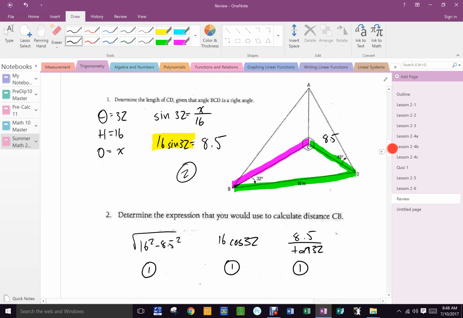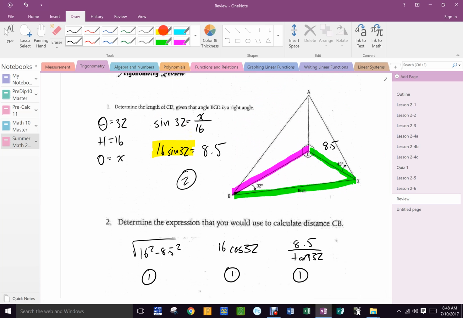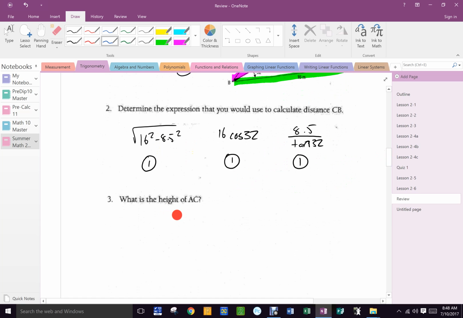Okay? What is the height of AC? That's the blue one right here. How do you find that out? Well, if that's 45 and that's 90, how far is that? 45. If those 2 angles are the same, what does that tell you about this blue side and this green side? They're the same. So what is the height? 8.5, because you already knew the 8.5. That gets you 1 mark.